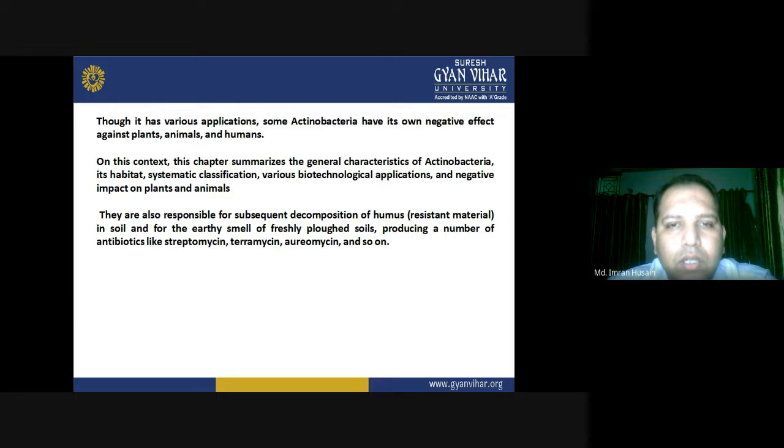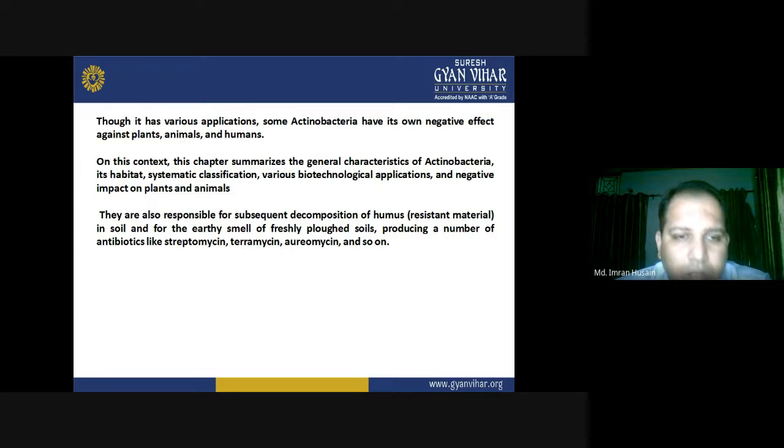Though it has various applications, some actinobacteria have negative effects against plants, animals, and humans. The majority have been proven to be useful for humans, but there are also some exceptional cases that have proven to be negative for living organisms. In this context, we cover the general characteristics of actinobacteria, their habitat, systemic classification, various biotechnological applications, and negative impact on plants and animals.